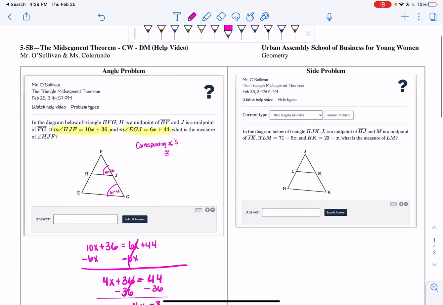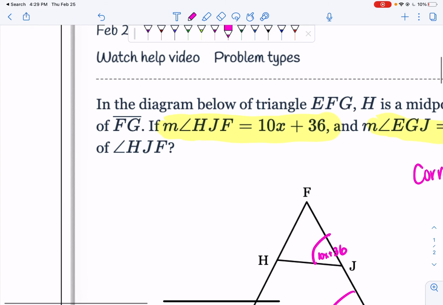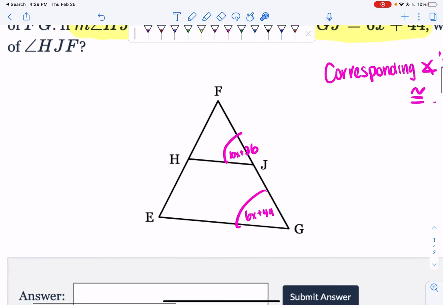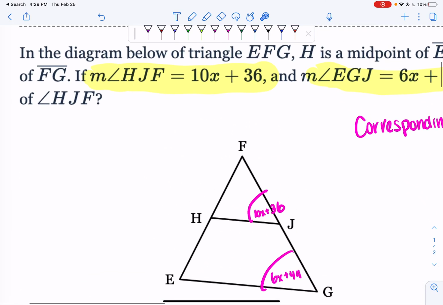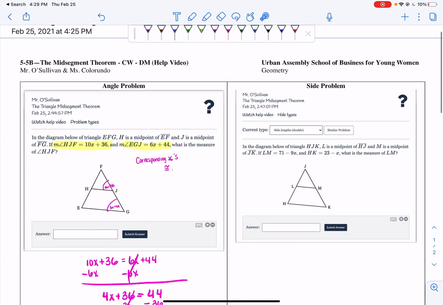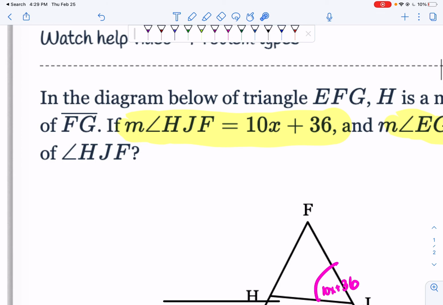Here's the issue. If we go back to the question, I want to find the value of an angle. I don't want to find x. I want to find the value of angle HJF. So if I look, I know HJF is 10x plus 36. And we know that x is 2. So everywhere I see an x, I'm going to substitute a 2.